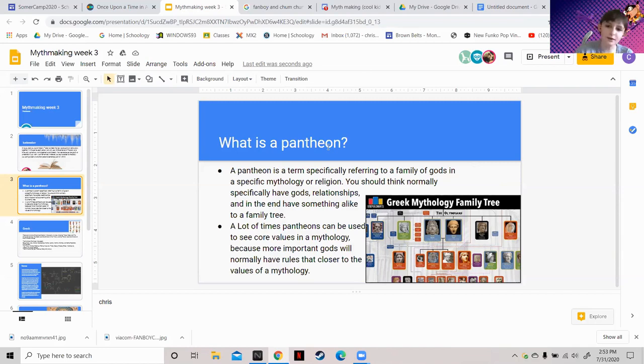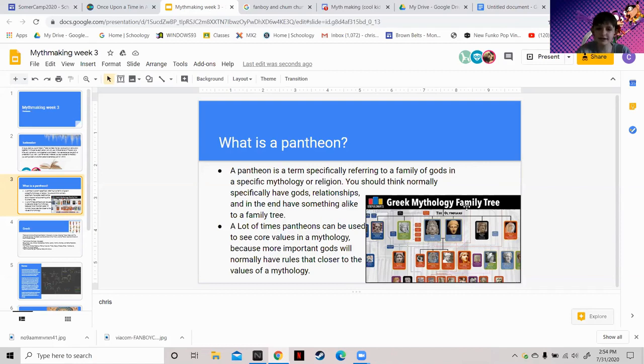So basically, a pantheon is a fancy term for the family of gods that a mythology has. So when you think pantheon, you're gonna want to think specifically of religion or mythology, of gods, and a lot of the time something like a family tree, right? This would be the pantheon.